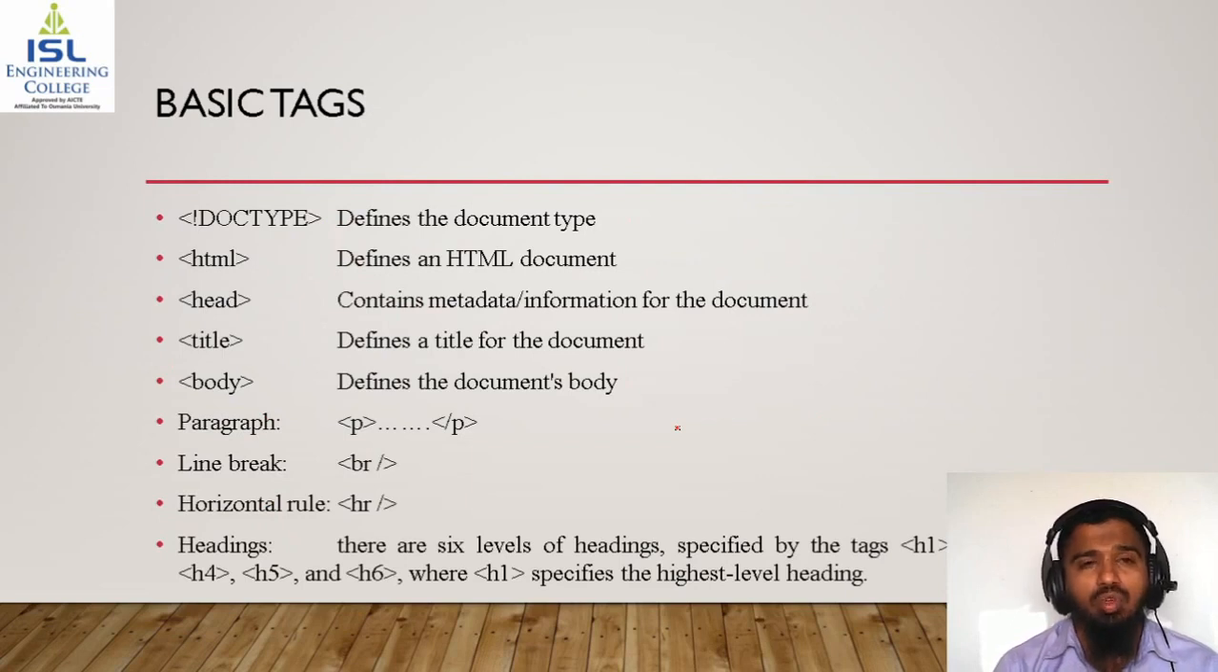Fine. So here the basic tags. What are the basic tags? As I showed you, the document type. The document type defines the document, whatever the document is, HTML, XML, or any other language. And what is an HTML tag? These are all tags: HTML, head, body. Whatever is written in angle brackets is called a tag. This defines an HTML document. Next, head contains metadata information for the document. Whatever the metadata information for the document is, it is stored in the head.